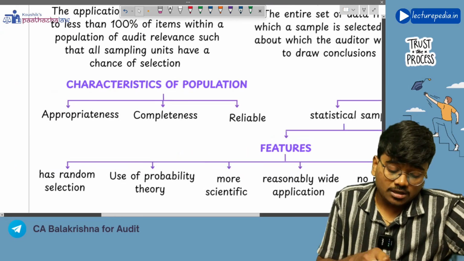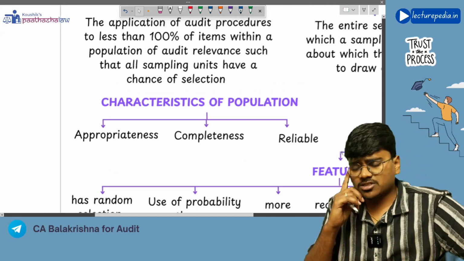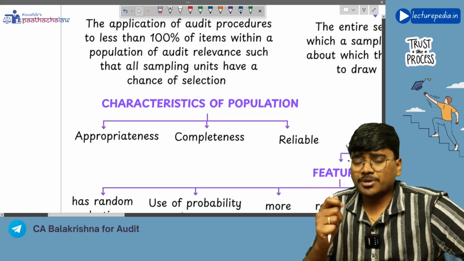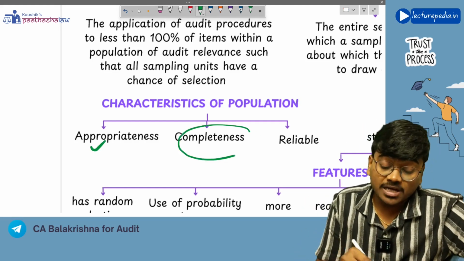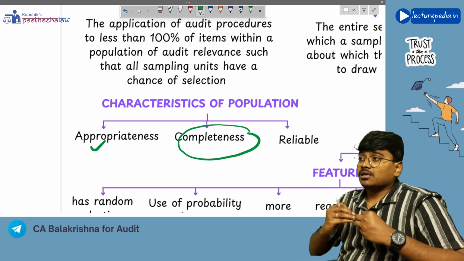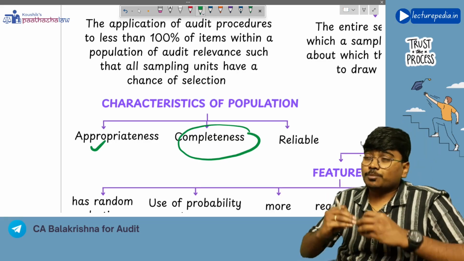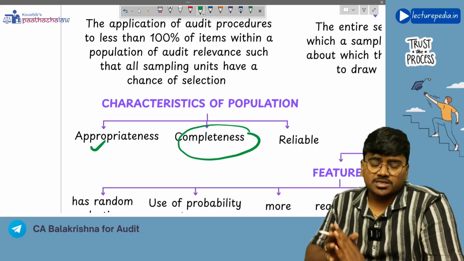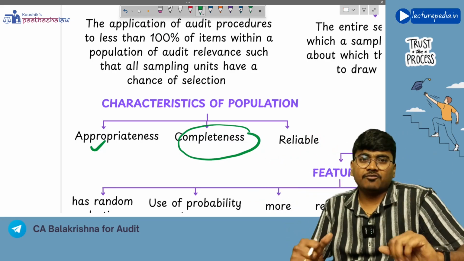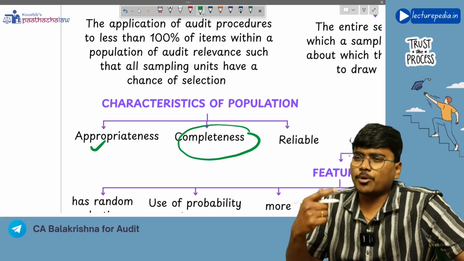Next, characteristics of population. See, what are the characteristics of population? First of all, the population should be appropriate for the procedure that you are going to perform, and it should be complete. See, the sample that you take should be from the complete population. You should not take the sample from only half of the population. Then what will happen? You are ignoring the other half, right? Such a thing should not happen. So population should be complete.